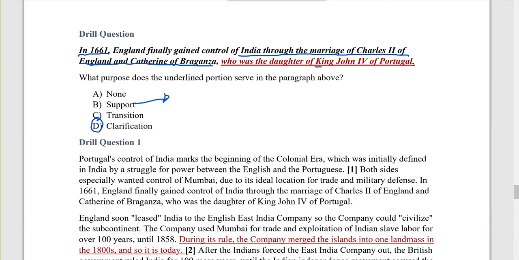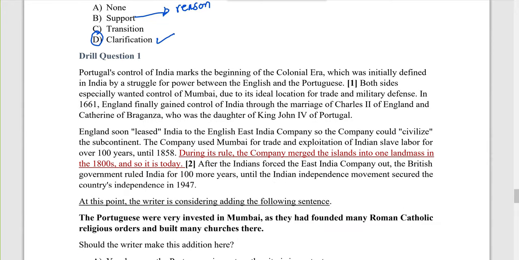Those who still don't understand: when I say support, I need a reason. When I say transition, it means the next sentence is about something that has to do with the previous sentence. So in that case, I'll go for A.